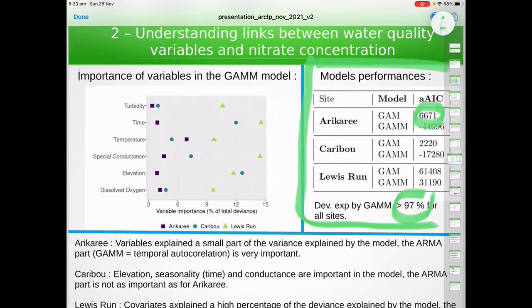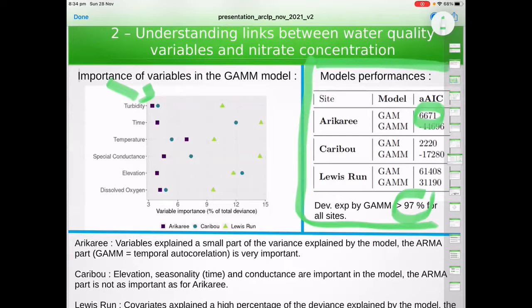Now if we look at the importance of the different variables for each site, you can see, for example, for Macquarie, which is the square here, that the percentage of variable importance of each variable is quite small. In fact, for this model it is the ARMA part, the autoregressive part of the model, that is very important.